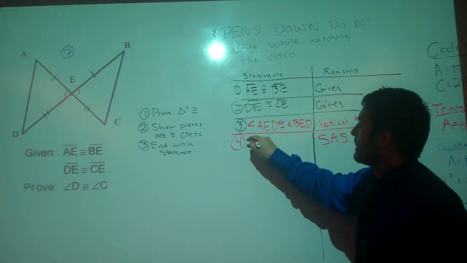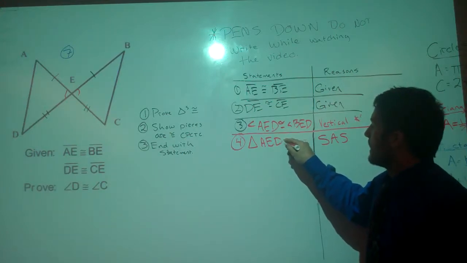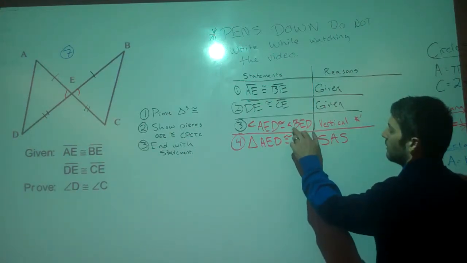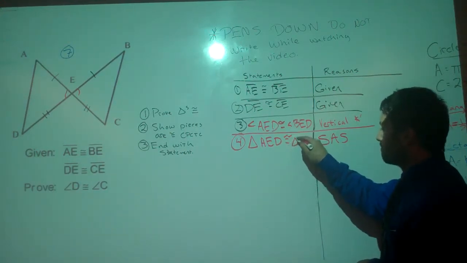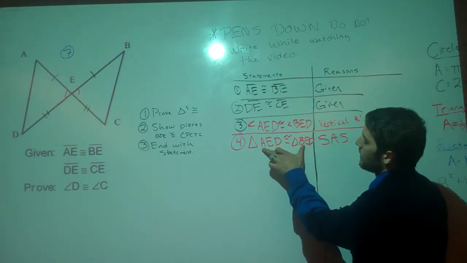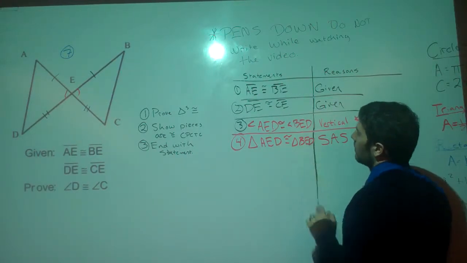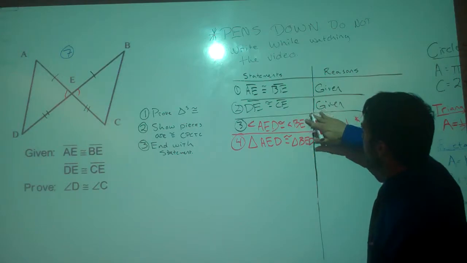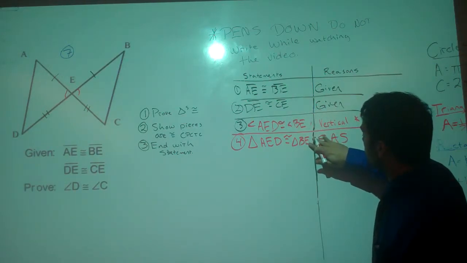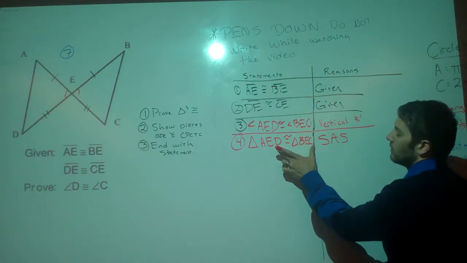And I'm actually going to be able to put these in the same order, saying that triangle AED is the same as triangle BEC. Angle A goes with angle B, so they go first. Angle E's go together. I'm sorry, this should be BEC in both cases. Angle D goes with angle C, so they went third.